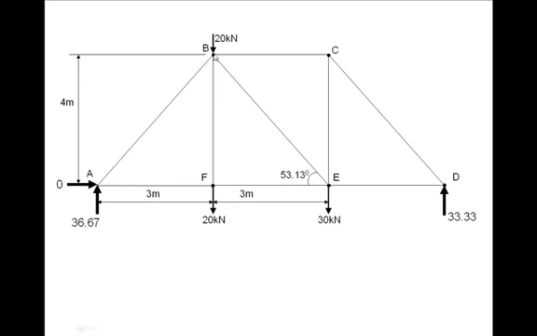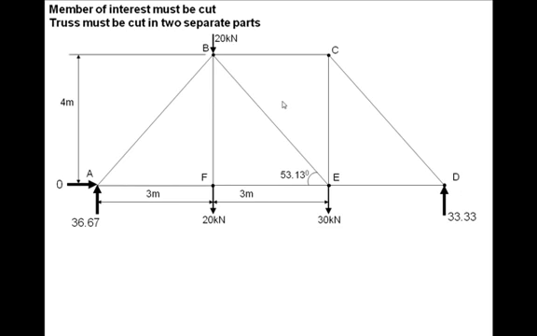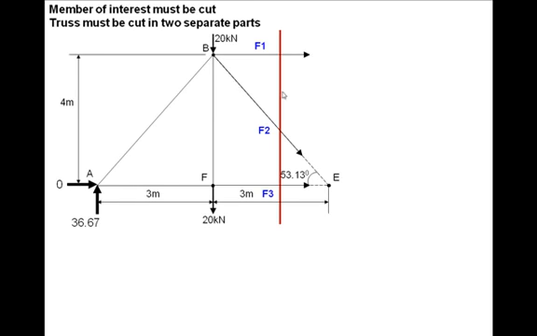Now suppose I want the force in member BC. So let's remember those steps. The member of interest must be cut and the truss must be cut in 2 separate parts. So I have to cut member BC. So look at this cut. I have cut it, and I have taken the cut across so that the truss is cut in 2 separate parts. Now one of the parts, the left part, I am going to take for equilibrium, and I have called out these 3 forces. I am interested only in F1.